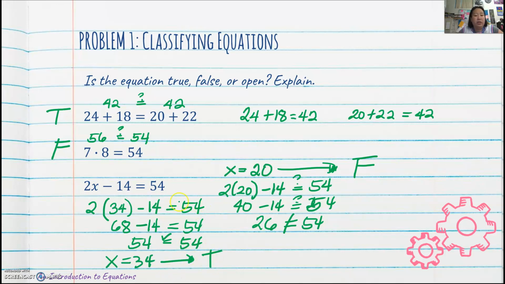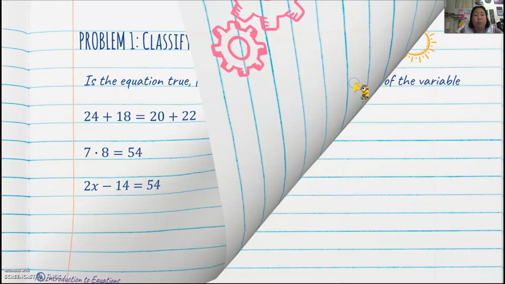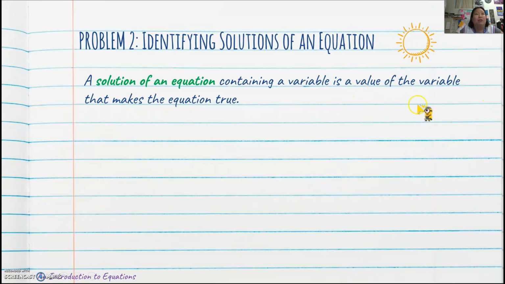As you can see, this equation, 2x minus 14 equals 54, could be either true or false, depending on the value of x. That is what we call an open equation, open sentence, I should say. So how do we know if a value is a solution to an equation? A solution of an equation is the value of the variable that can make the equation true.